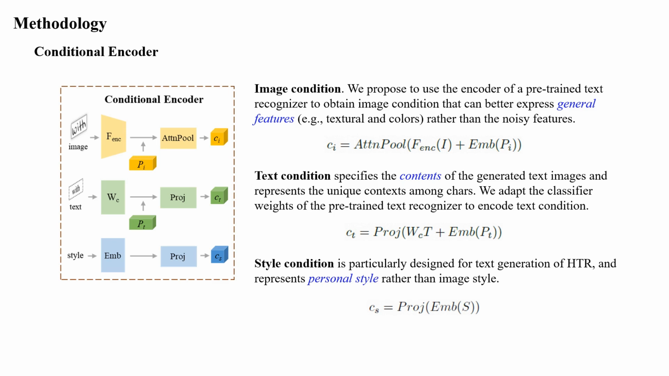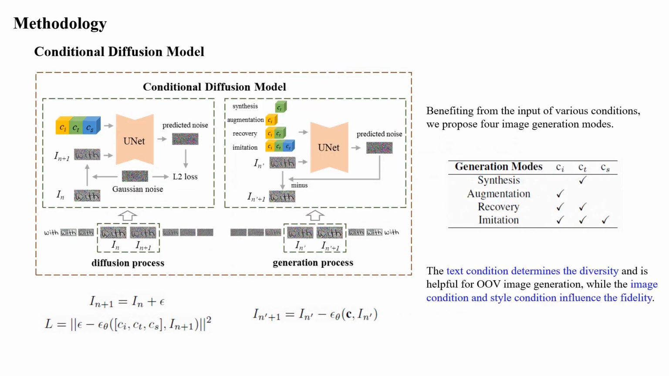Text condition specifies the contents of the generated text images and represents the unique contexts among chars. Style condition describes the information about the writer styles and represents personal style rather than image style, which is only used in the handwritten text generation. Following DDPM architecture, the conditional diffusion model is trained with the proposed conditions. During the generation process, benefiting from the input of various conditions, we propose 4 image generation modes, namely, synthesis mode, augmentation mode, recovery mode, and imitation mode. The right table shows the details for each generation mode.